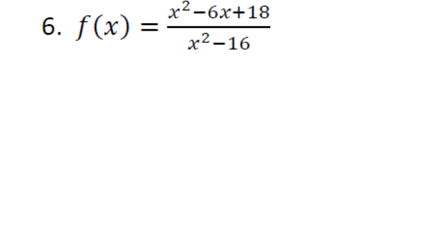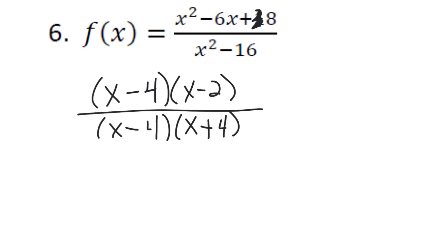In problem 6, we're looking for the holes. So the first thing we need to do is factor. Okay, on this problem on your review, don't forget to change 18 to 8. That was a typo, so that needs to be corrected. So go ahead and change the 18 right here, change that to 8. And then we factor that, we get x minus 4, x minus 2. And then in the denominator, we get x minus 4, x plus 4.